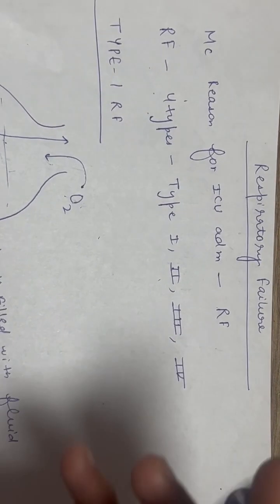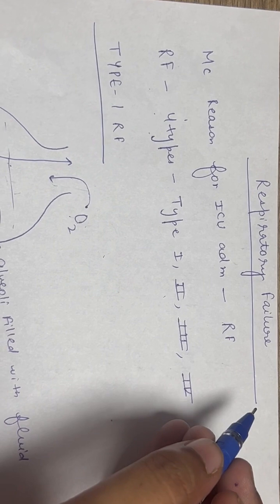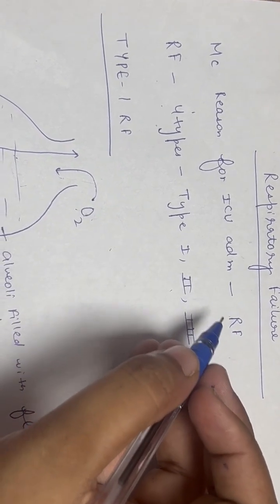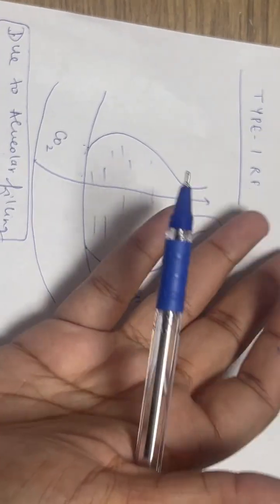Hello, my dear friends. Let's dive into the most interesting and the simplest topic, that is respiratory failure. It is the most common reason for ICU admission. There are 4 types, and I have made a very simple diagram to explain type 1 respiratory failure.